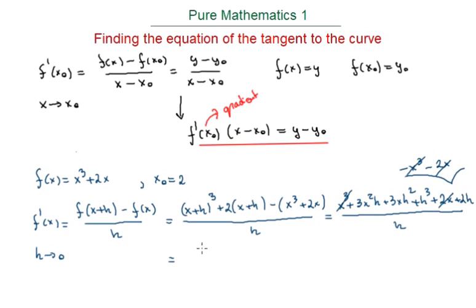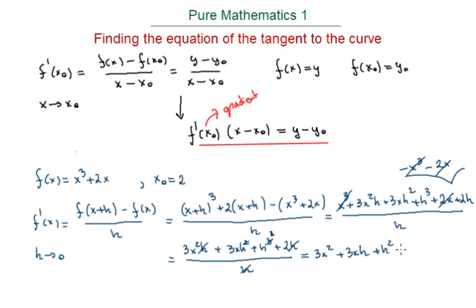So this is equal to 3x squared h plus 3xh squared plus h cubed plus 2h over h. We can do the division by h: h by h is 1, h squared by h will be h, h cubed by h will be h squared, and h by h is 1, so this gives us 3x squared plus 3xh plus h squared plus 2. This is the part where we remember that h tends to 0. So if we replace h with 0, 3xh will be 0 and h squared will be 0. So then the derivative f'(x) will be equal to 3x squared plus 2.